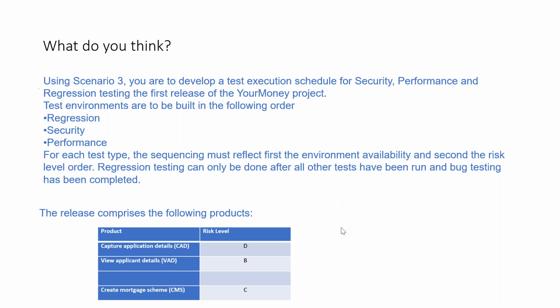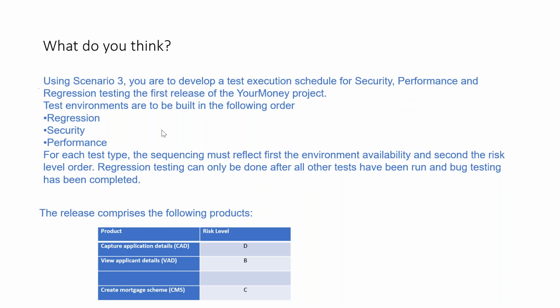Okay, this is again a further longish question about the same scenario. So here, using scenario 3, the same current scenario, you are to develop a test execution schedule. Now you are the project manager, working with your test analysts and building a test execution schedule for security, performance, and regression testing. That is the plan you are making now for the first release of the your money project. That is the context now.